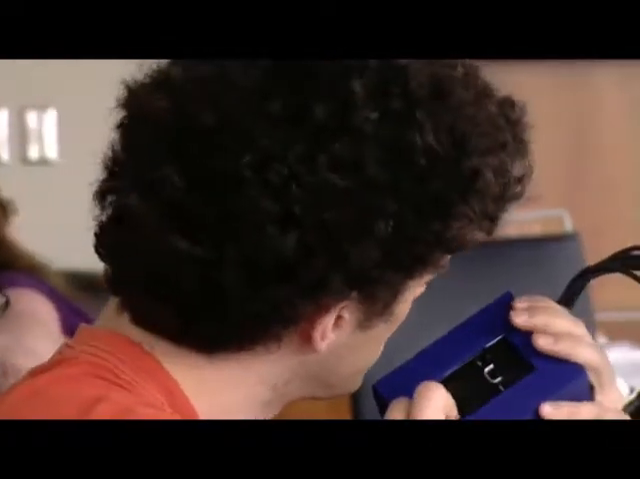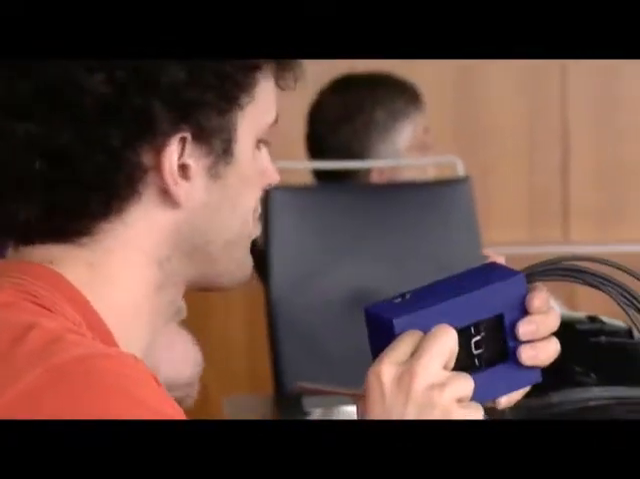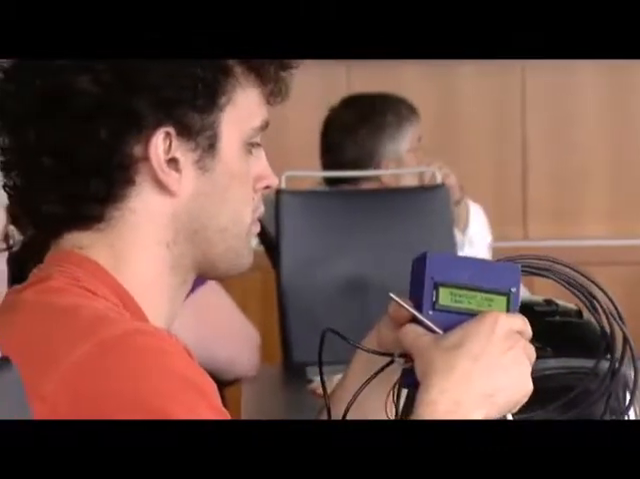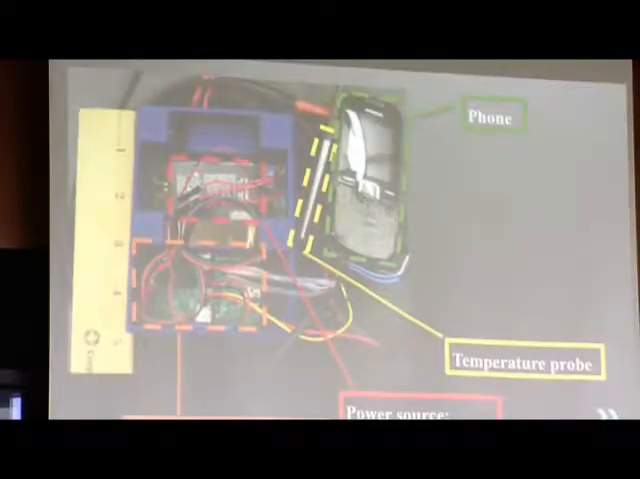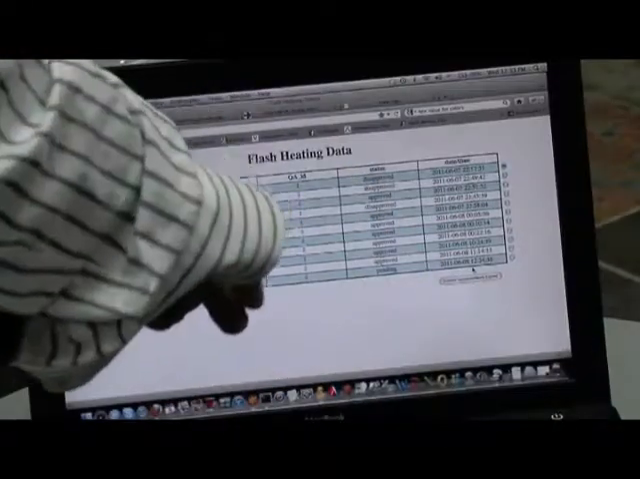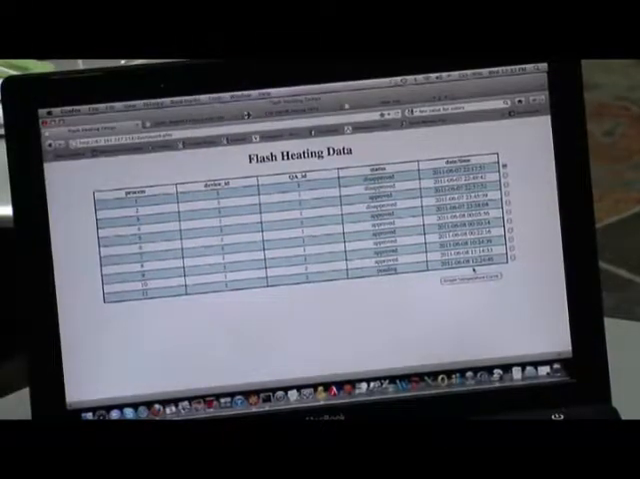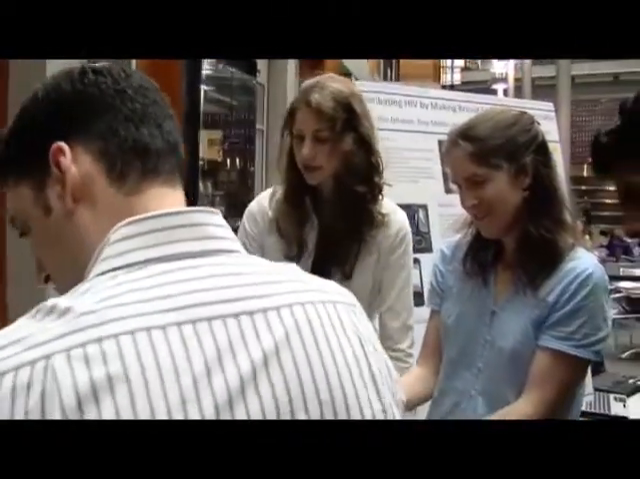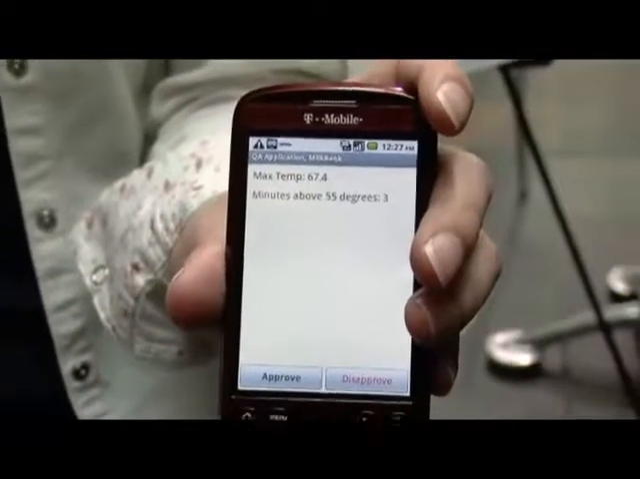This is a wireframe of our Android application for the quality assurance person. It alerts the QA person when temperature data has been received. It provides the QA person with a concise view of the temperature data. As you can see here, we have a temperature curve with a line at the threshold temperature and the maximum temperature marked clearly, and then some fields down here that indicate the maximum temperature and the time above the threshold temperature, which is 55 degrees.